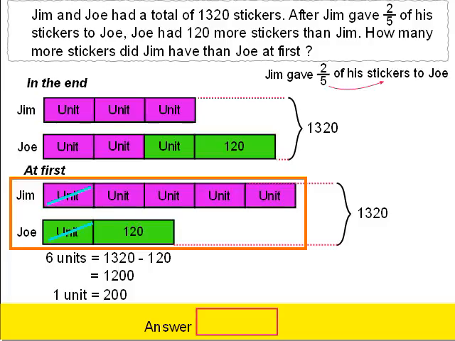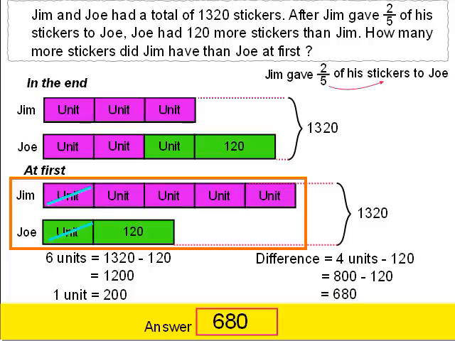The difference is 4 units minus 120. Since 1 unit is equal to 200, 4 units will be 800. So it becomes 800 minus 120. Do your subtraction, you'll get 680. Hence the answer is Jim had 680 stickers more than Joe at first.